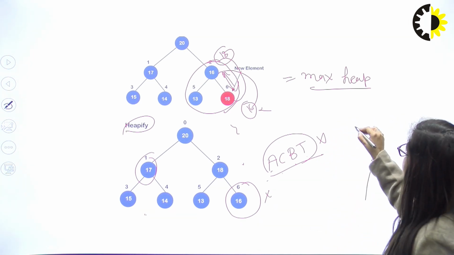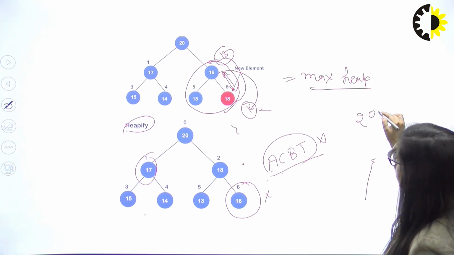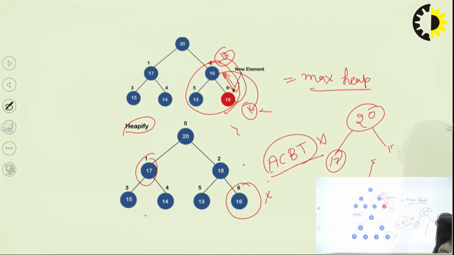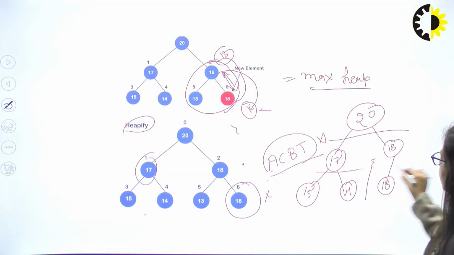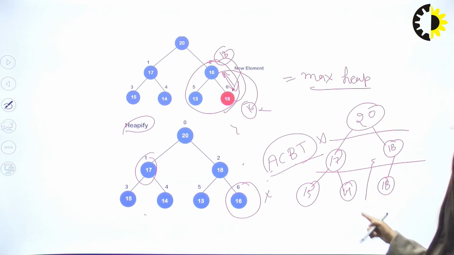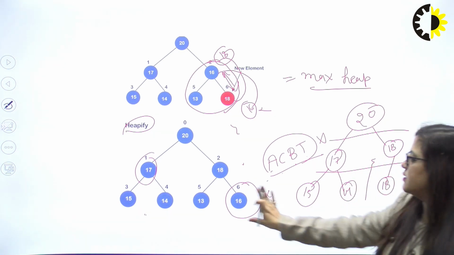Now your tree is 20, 17, 18, 15, 14, 13, and 16 is deleted. And now check whether it fulfills the ACBT. Yes, it is ACBT, since all levels are filled, and again left filled, then right filled. So it is a max heap, and you can easily check this.